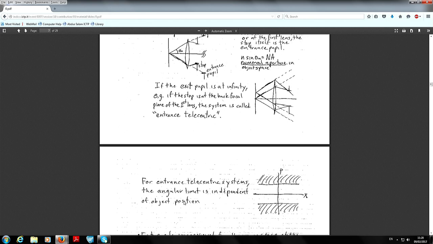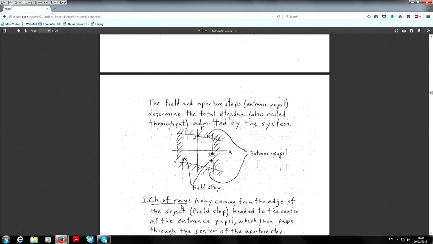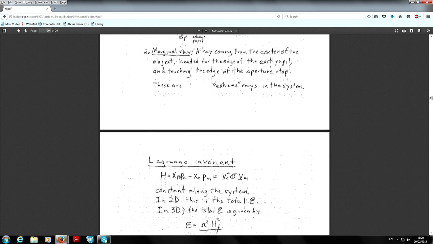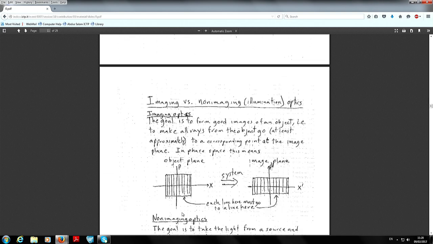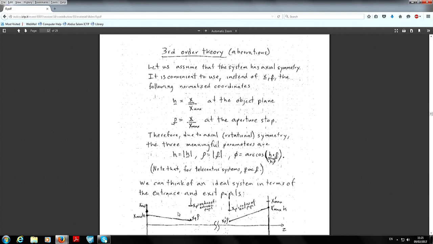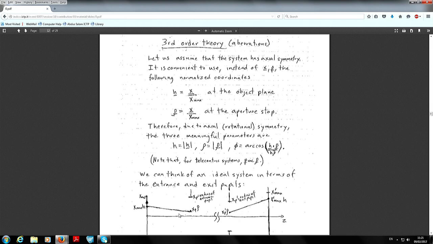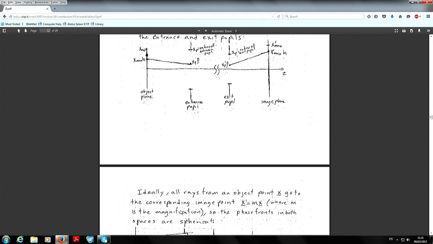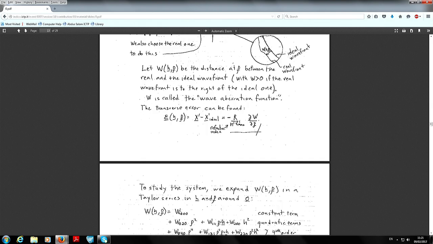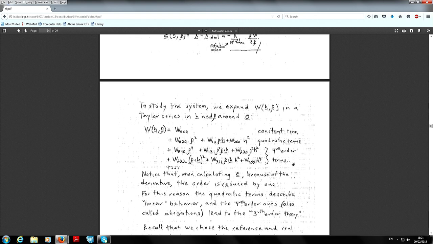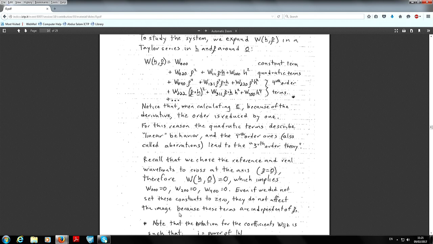Stop some pupils. And I'm going to come to the aberrations. So third order theory. And I'm going to give a simplified description. This is a more rigorous description. I'm going to give a simplified description. I'm going to stop here. So let me draw the figure that I'm going to use.